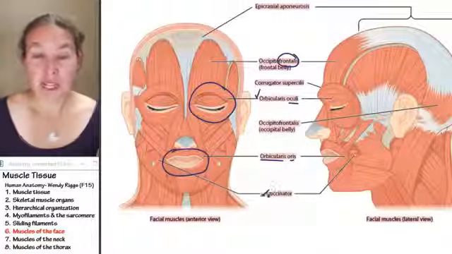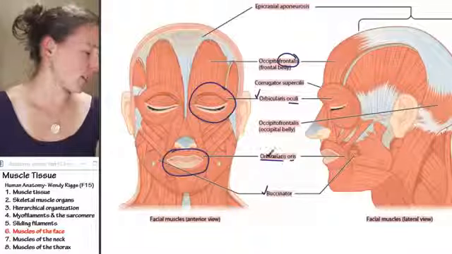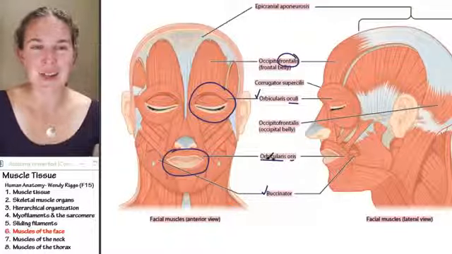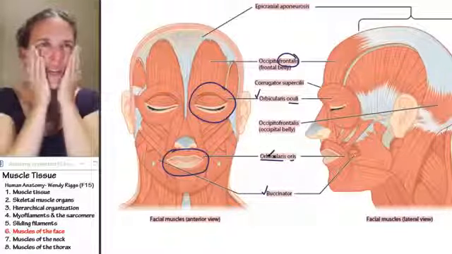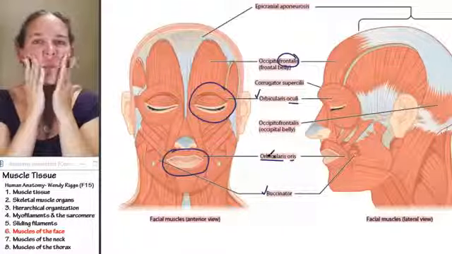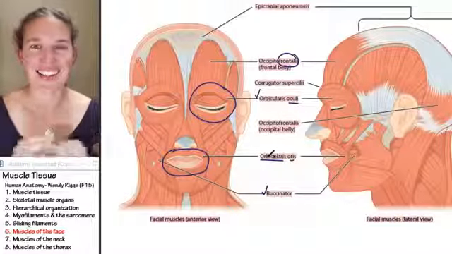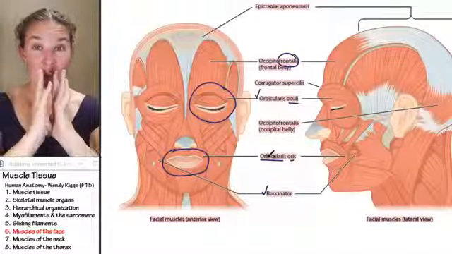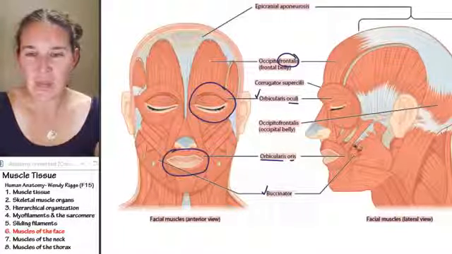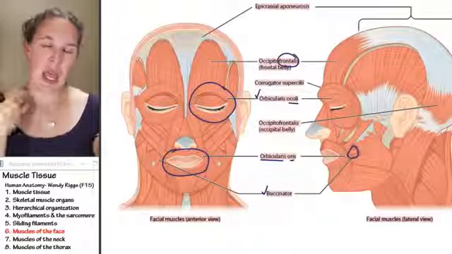Buccinator. I would almost argue that buccinator is not a muscle of facial expression, but more like a muscle that keeps food from sticking in your cheeks, helping you keep food in your mouth to chew. Here's what the buccinator does. It's a deep muscle, and it's in your cheek itself. You can see it right here. We will be able to see it on George the man. And here's what it does.